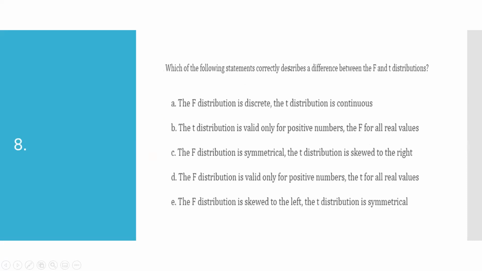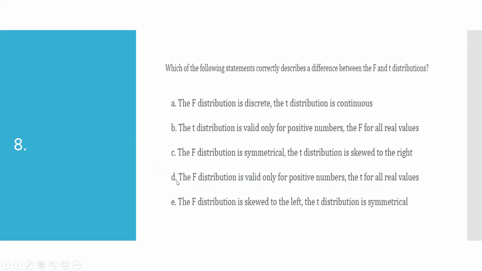Which of the following statements correctly describes the difference between F and T distribution? The F distribution is discrete and T distribution is continuous. The T distribution is valid only for positive numbers and F for all real values. The F distribution is symmetrical and T distribution is skewed on the right. F distribution is valid only for positive numbers and T for the real values. And F distribution is skewed to the left and the T distribution is symmetrical. Which correctly differentiates F and T distributions?